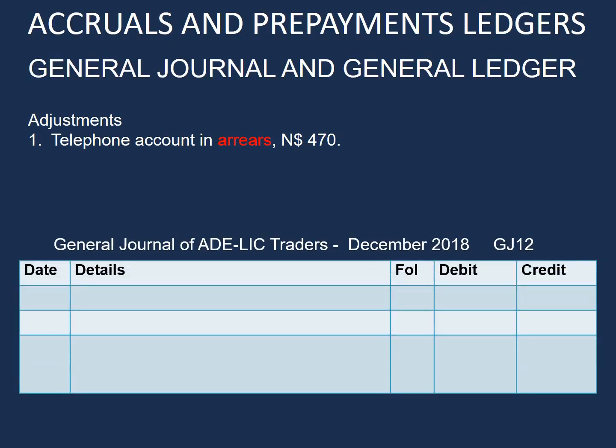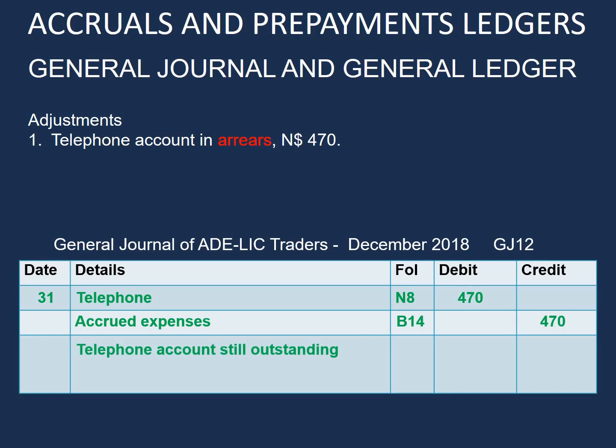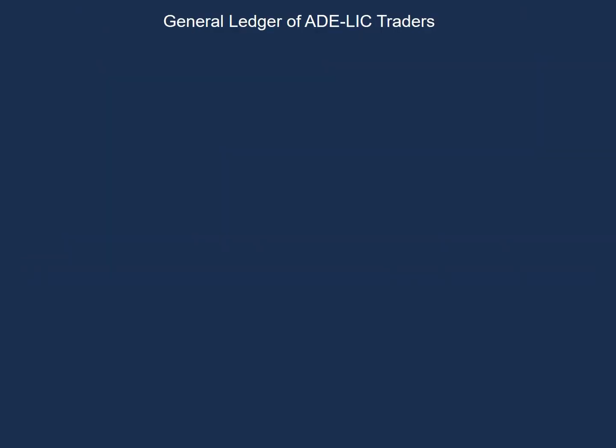So we will debit our first account, which is telephone, 470, and we will credit our accrued expenses also with 470, and our narration is telephone account still outstanding. And please note, we write the last day of the financial year in the date column. We don't write the number of the adjustment. Now let's post this entry to the general ledger.